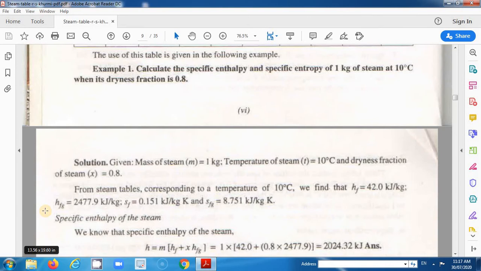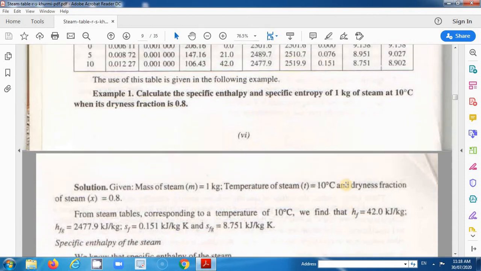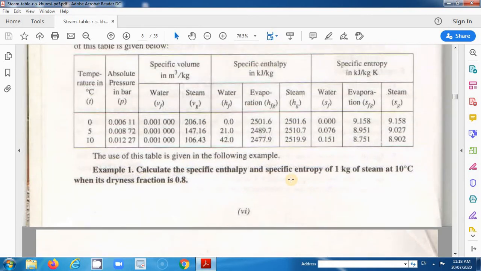Now you see, from the steam table, corresponding to the temperature of 10 degrees centigrade, we extract the values. So what is given? Hf is equal to 42.0 kilojoules. You go over this here. 10 degree is the given temperature, so what is there? Hf. You see here the Hf is 42.0. What is Hfg?